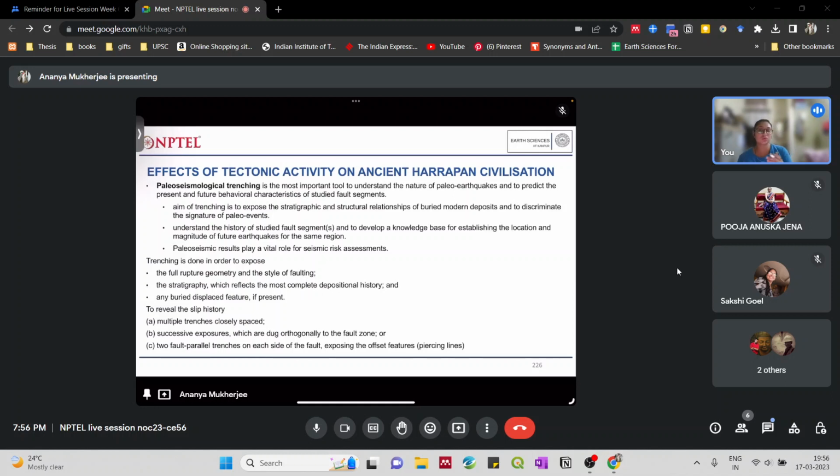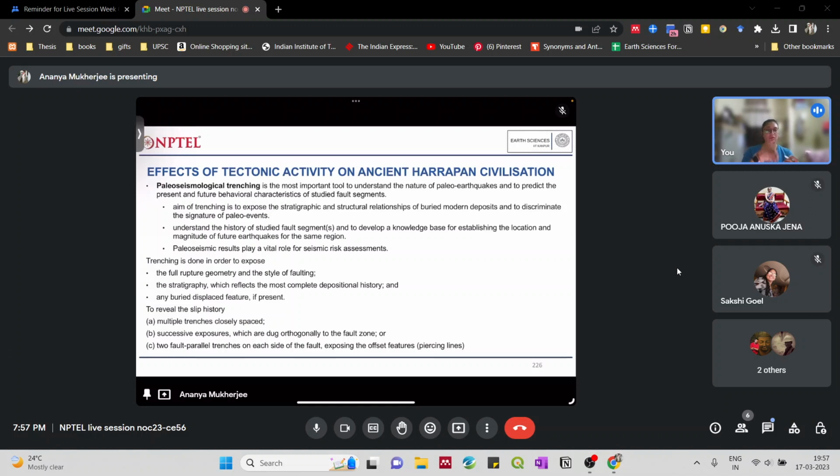So to reveal the slip history with respect to a fault while we are doing trenching, there are some kinds of configuration of the trenches that we need to follow. You need to have multiple trenches closely spaced, so you can see the amount of slip along all the trenches that you have created, and then you can understand the history of the slip. Then you need successive exposures, and these need to be dug orthogonally to the fault zone. And then you could have different types of fault parallel trenches on each side of the fault.